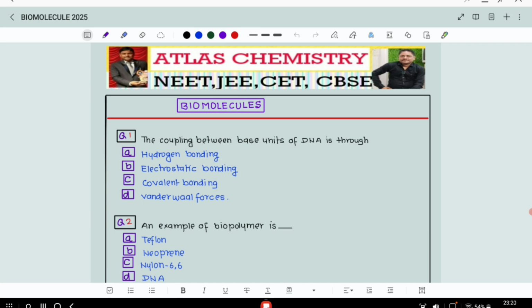Mainne biomolecules ka ek chhota sa 70 to 80 questions ka series start kiya hua hai, jo main daily basis pe 10-12 questions ko solve karunga aap logon ke liye. And these questions are very much important questions from a NEET point of view. So if you will refer these questions, you will feel comfortable in biomolecules, and 2-3 questions are asked every year in the NEET examination from biomolecules.